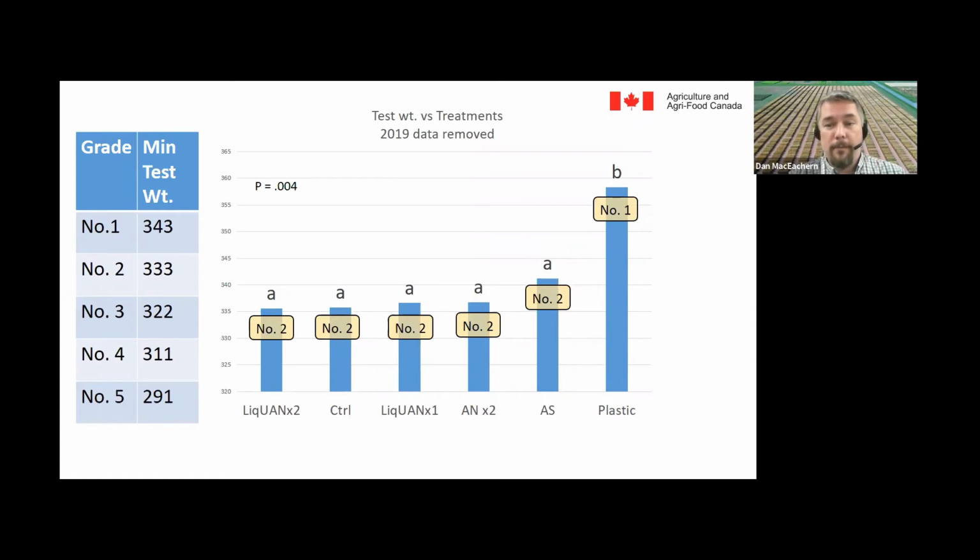So under normal growing conditions or normal years, we were able to reach a grade 1 corn with the plastic, as well as a pretty good test weight from the ammonium sulfate treatment. It was 1 gram off of making grade 1.